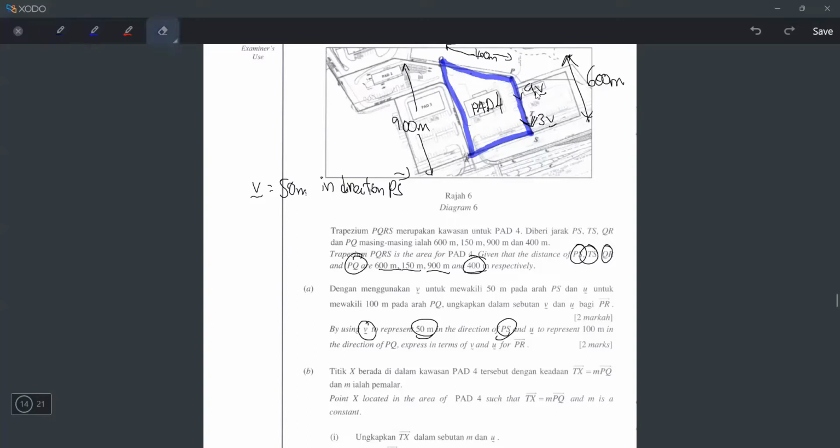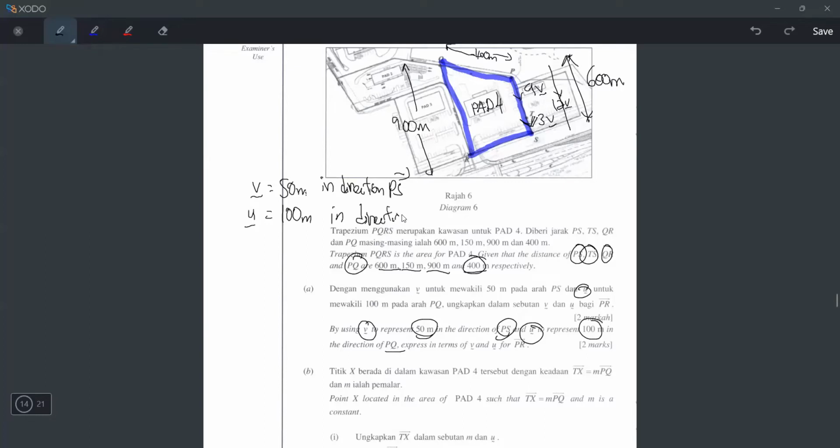Okay, and then the whole thing is 12V. The whole thing is 12V in vector, which is 600 meter. Okay, and then what? U represents 100 meter in direction PQ.